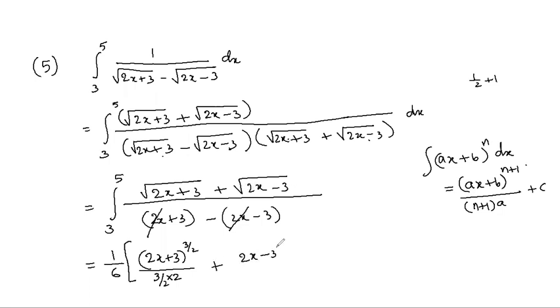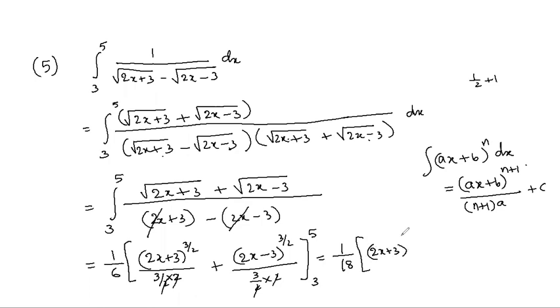2x minus 3 raised to 3 by 2 upon 3 by 2 into 2. And the limit is from 3 to 5. So this 2 and this 2 will get cancelled. Now the constants 3 and 3 will become 1 by 18. So 1 upon 18, 2x plus 3 raised to 3 by 2 plus 2x minus 3 raised to 3 by 2. And the limit is from 3 to 5.